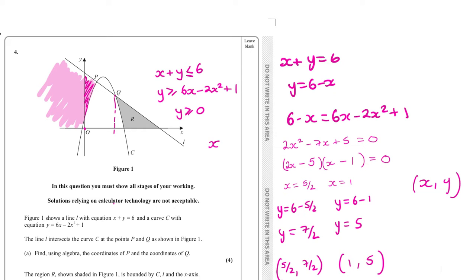The coordinate of Q was 5/2. So we could say that x is greater than or equal to 5/2. Now, we don't have to say that x is less than anything, because even if we said x is less than 10 and 10 was over here, for example, it wouldn't matter, because this is below the line where y is negative. Okay, so that's going to give you full marks on the whole question.